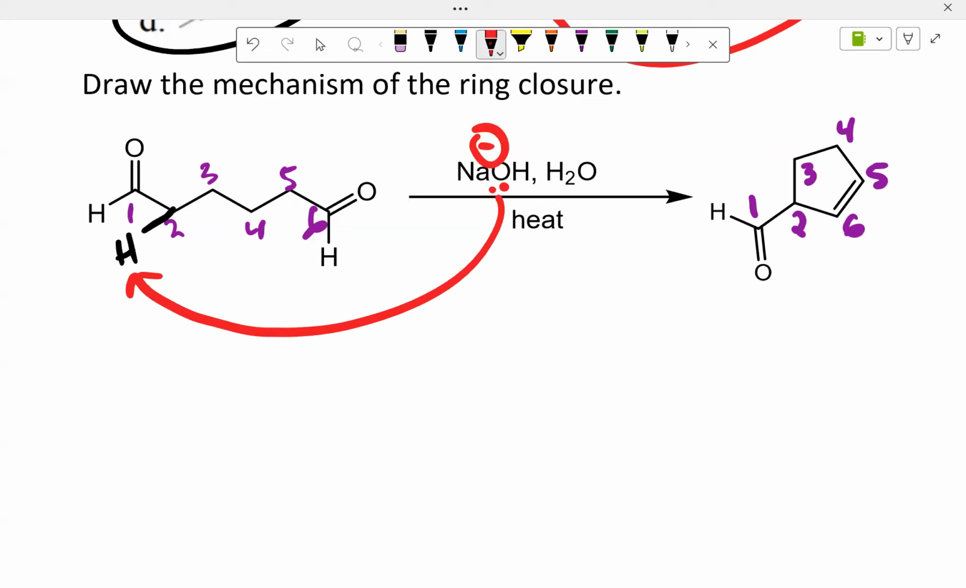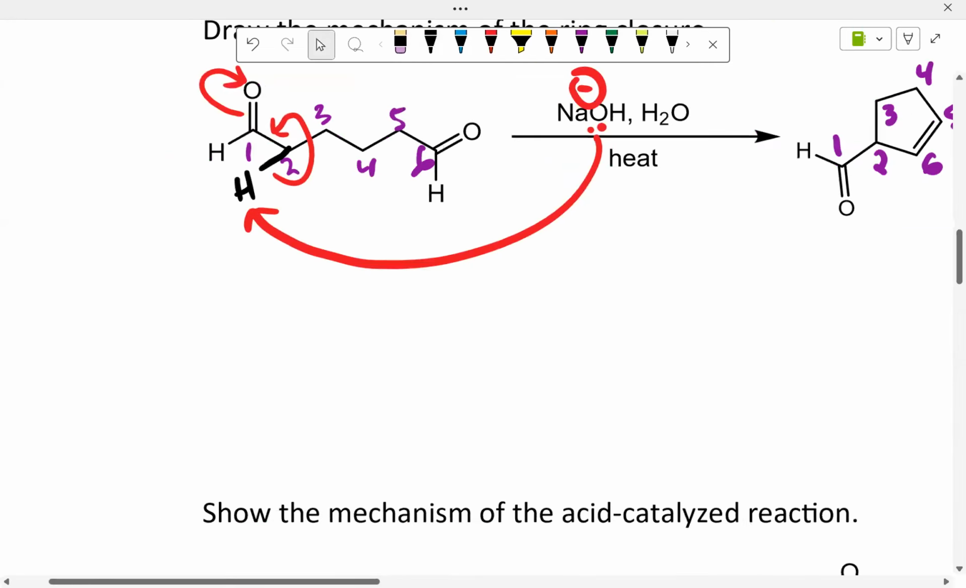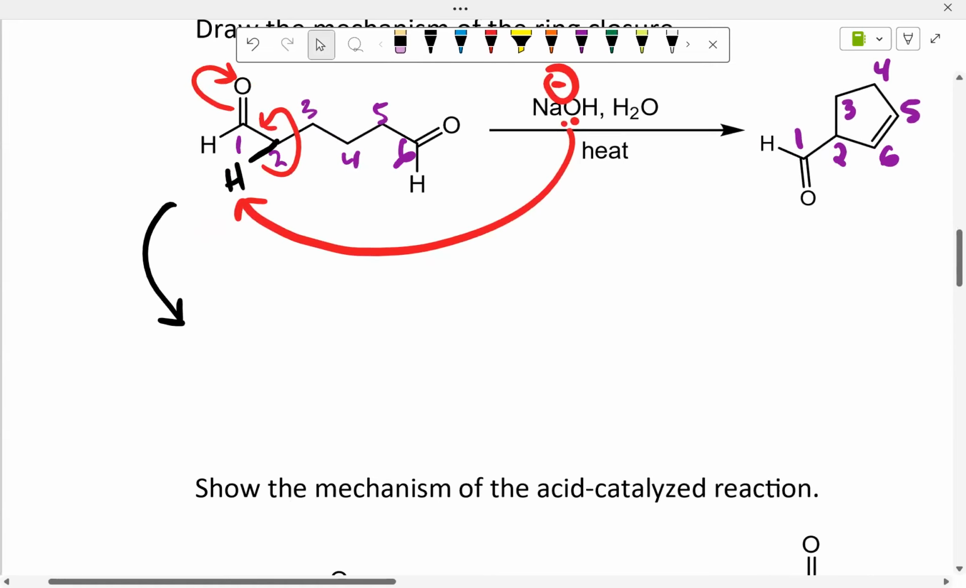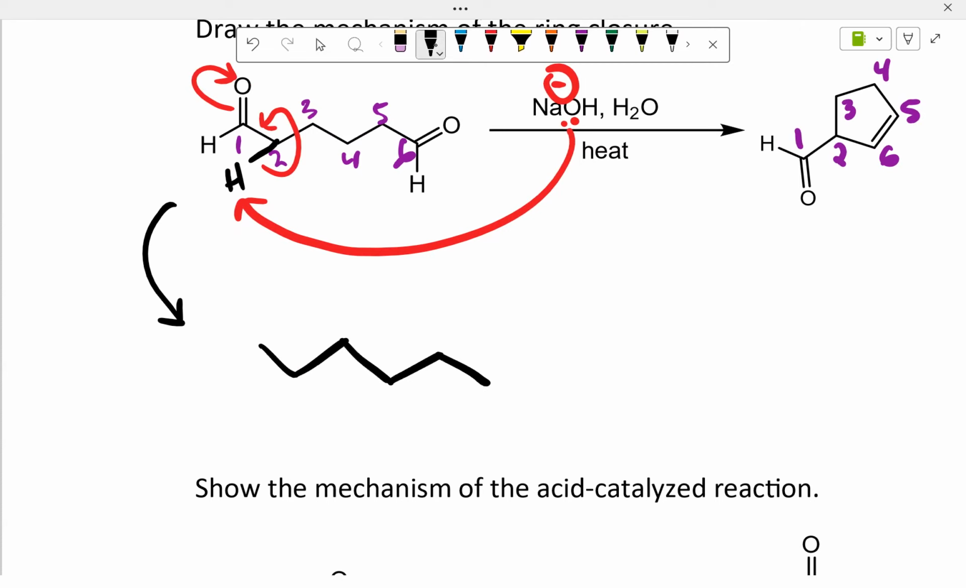So we're going to take the alpha proton and then push the electrons onto the carbon and then push the carbonyl electrons onto the oxygen. And that gives us our enolate. So let's draw the result of that. And then I'm going to number my carbons.